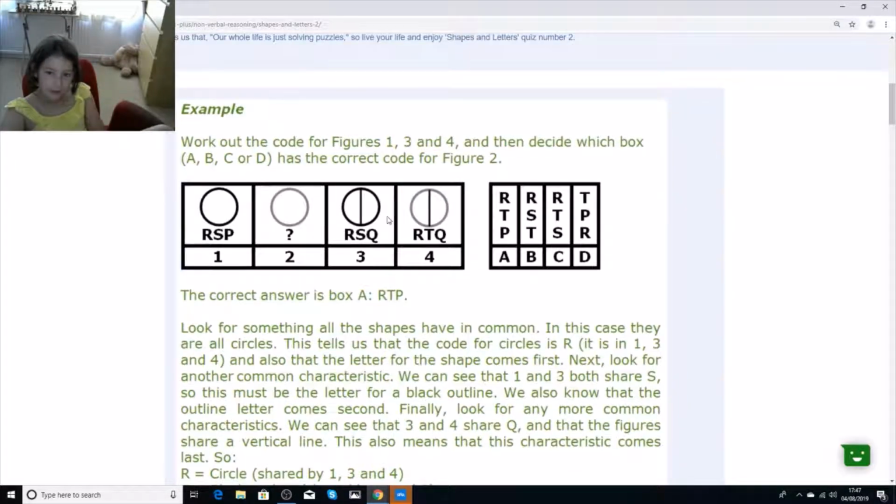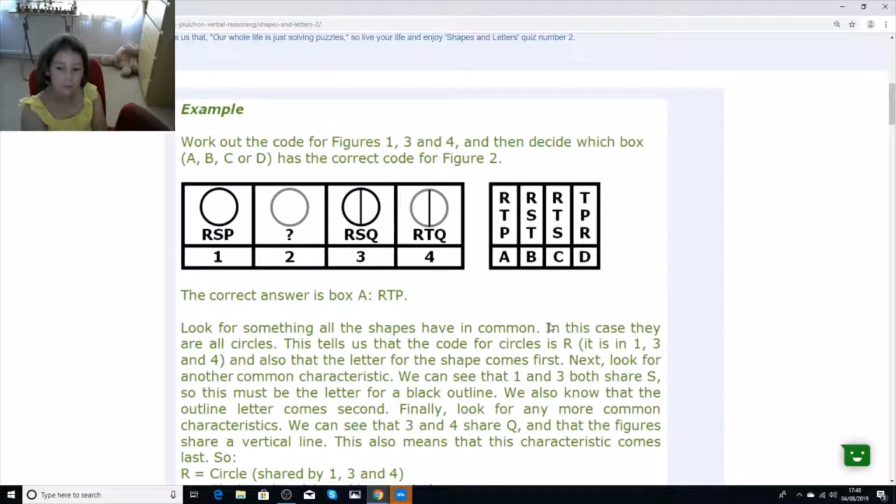So let's look at the example. As you can see, the correct answer is box A, RTP. Let's look why. Look for something all the shapes have in common. In this case, they are all circles. This tells us that the code for circles is R. It is in 1, 3, and 4, and also the letter for the shape comes first. Next, look for another common characteristic. We can see that 1 and 3 both share S, so this must be the letter for a black outline. We also know that the outline letter comes second.